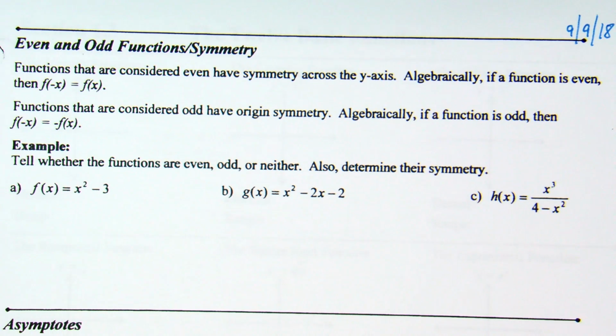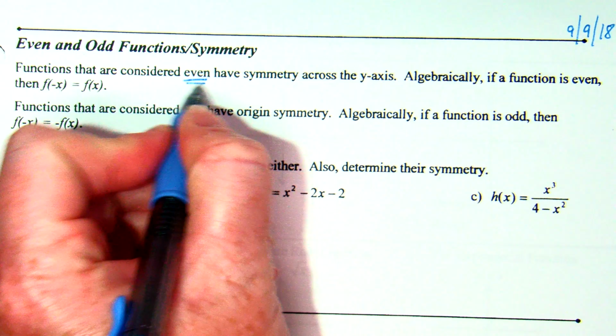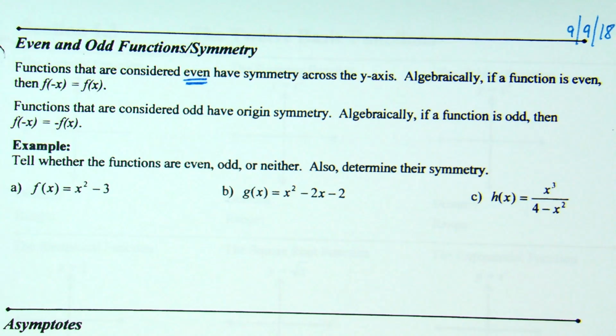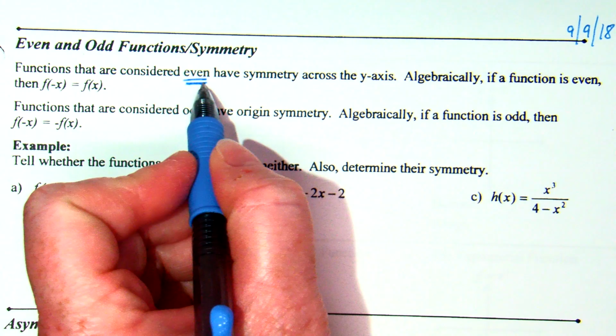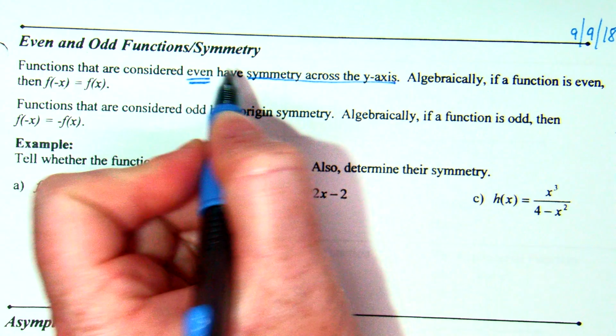Functions that are considered even. Okay, so a function can be even, odd, or neither. So functions that are considered even. There are two ways to tell if a function is even. And we're going to look at both of these ways, because there are certain times that one is more usable than the other. So one way to tell if a function is even is if it has symmetry across the y-axis.